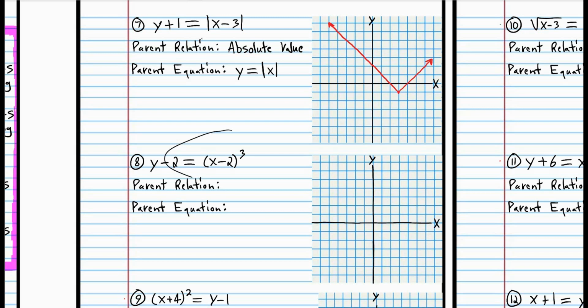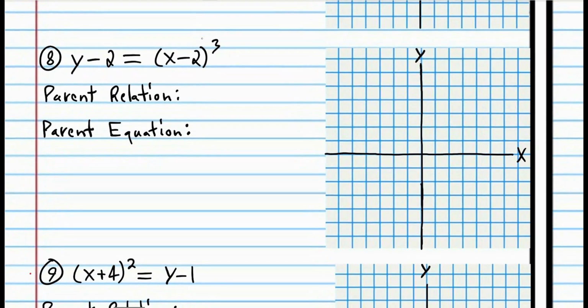This relation is a little bit more difficult than the other ones, so try number 8, see what you can do, and when you come back, we'll do it together. All right, we're back. We're cubing x minus 2, so this is a cubic relation, and the parent equation is y is equal to x cubed. And if you look at your graph, it's going to look something like that.